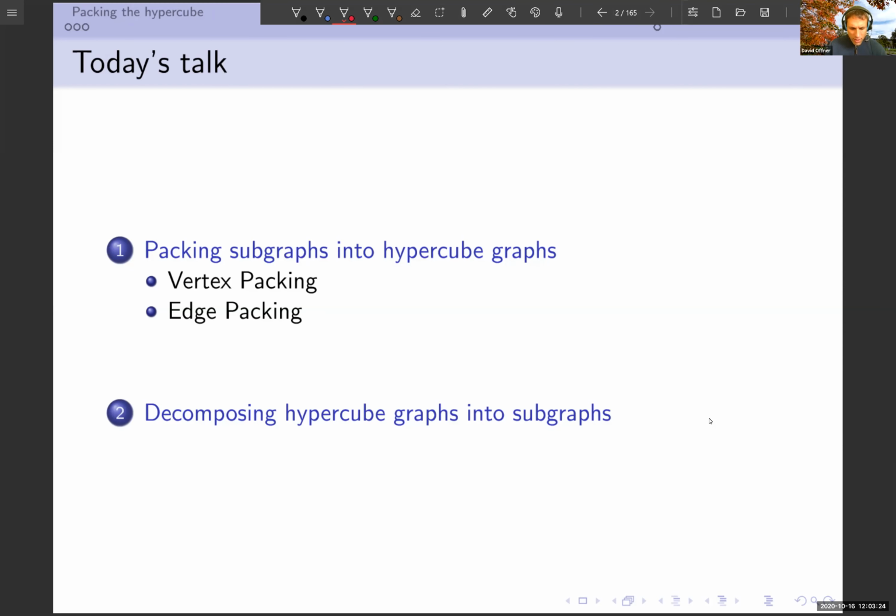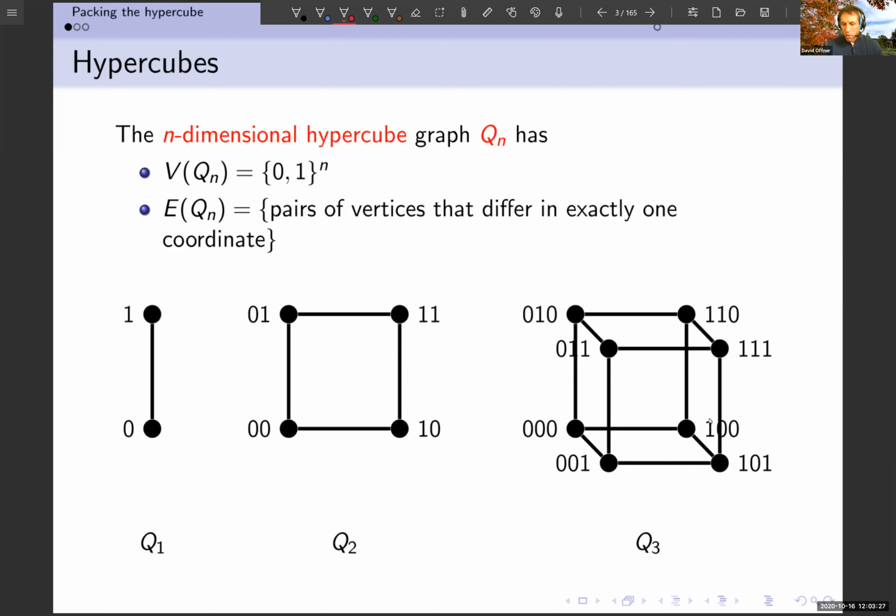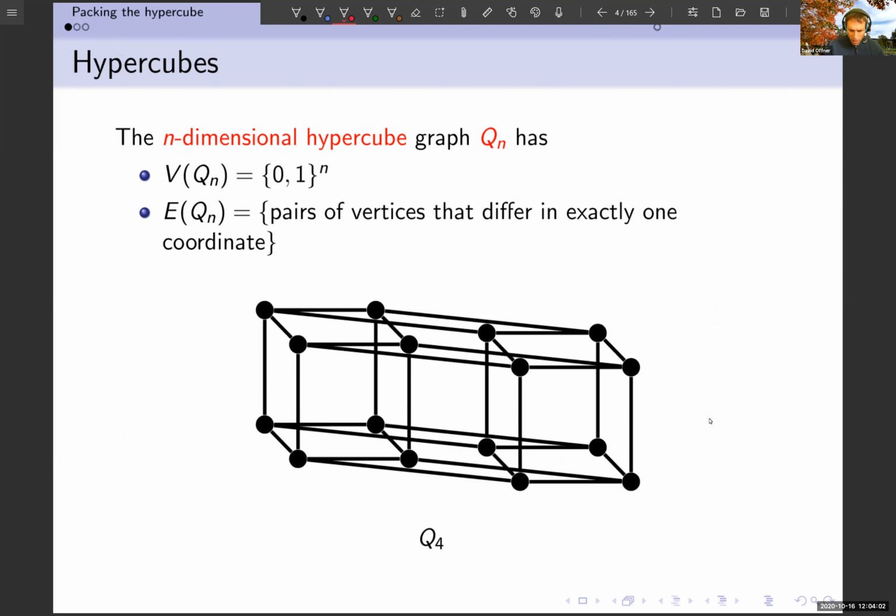Okay. Good. Let me review some of the notation and basic facts about hypercubes that we'll need. There's a hypercube for each natural number n, and we denote a hypercube by Qn. The vertices of Qn are vectors with n coordinates, each of which is 0 or 1, and we put an edge between them if those vectors differ in exactly one coordinate. So here Q1 has 2 vertices and 1 edge, Q2 has 4 vertices and 4 edges, Q3 has 8 vertices and 12 edges, etc. Here's Q4.